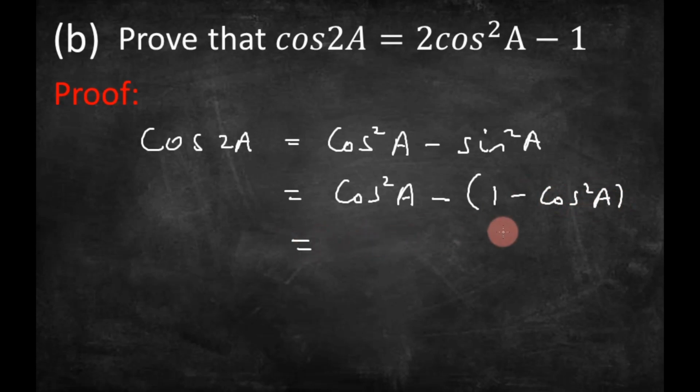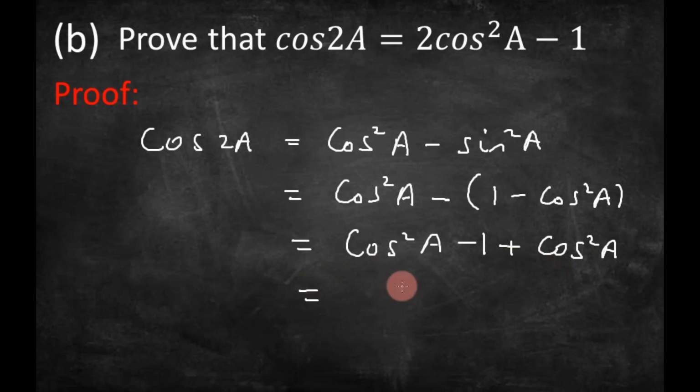Now we simplify and add like terms. So it's cos squared of A, and we can multiply the minus into the brackets. And then, of course, cos squared A plus cos squared A is twice cos squared A. And we have the desired result.